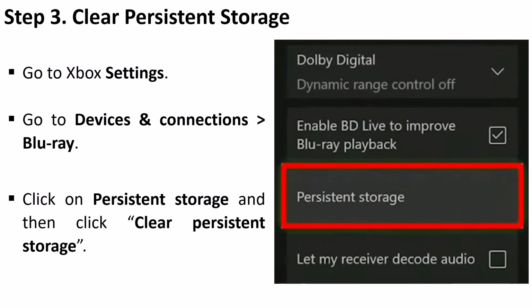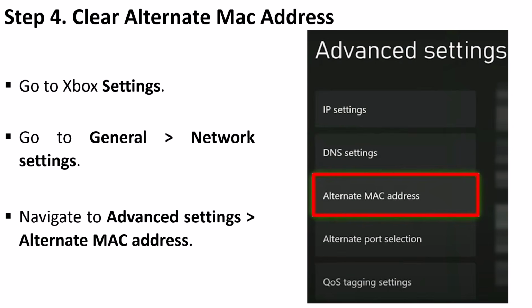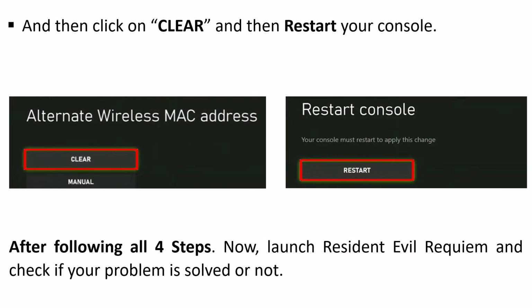Step 3, clear persistent storage. Go to Xbox settings, go to devices and connections, Blu-ray, click on persistent storage and then click on clear persistent storage. If you don't see these features in your Xbox, then skip these steps. Step 4, clear alternate MAC address. Go to Xbox settings, go to general network settings, navigate to advanced settings, alternate MAC address and then click on clear and then restart your console.